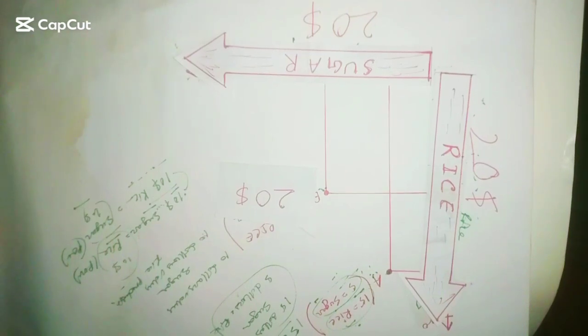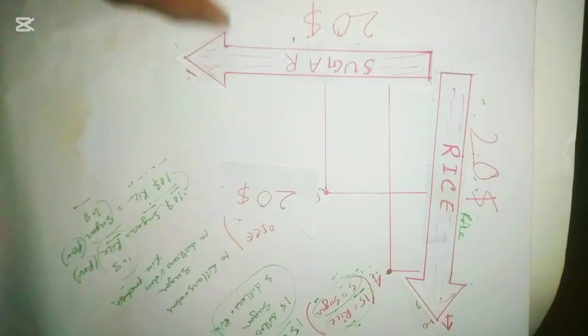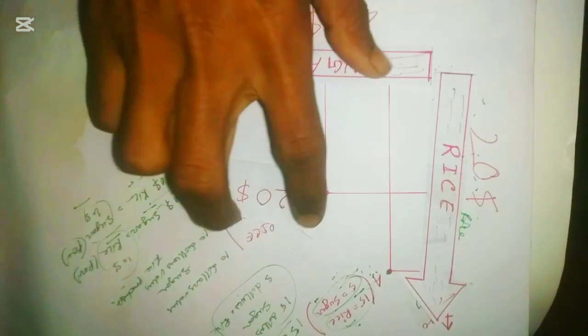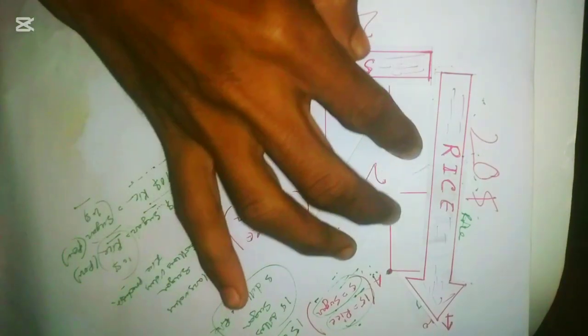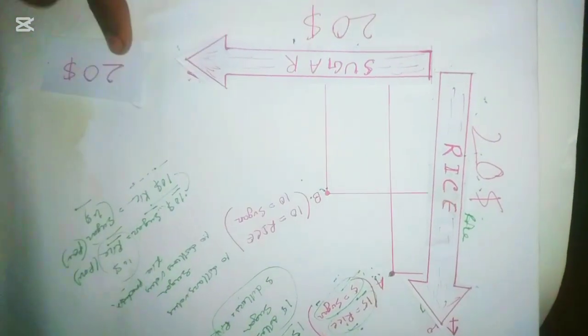To explain opportunity cost, we came up with an example for better understanding. Now suppose I have only $20. What I can do is invest my full $20 to produce either rice or sugar.